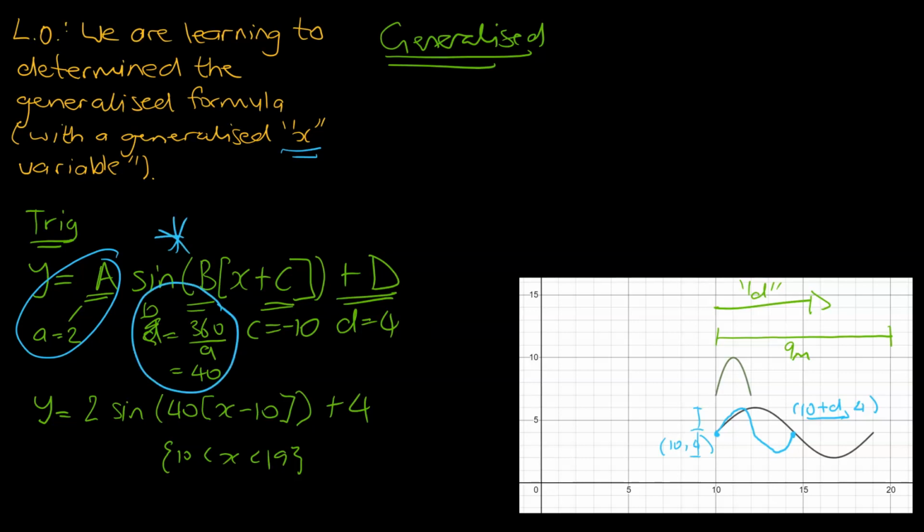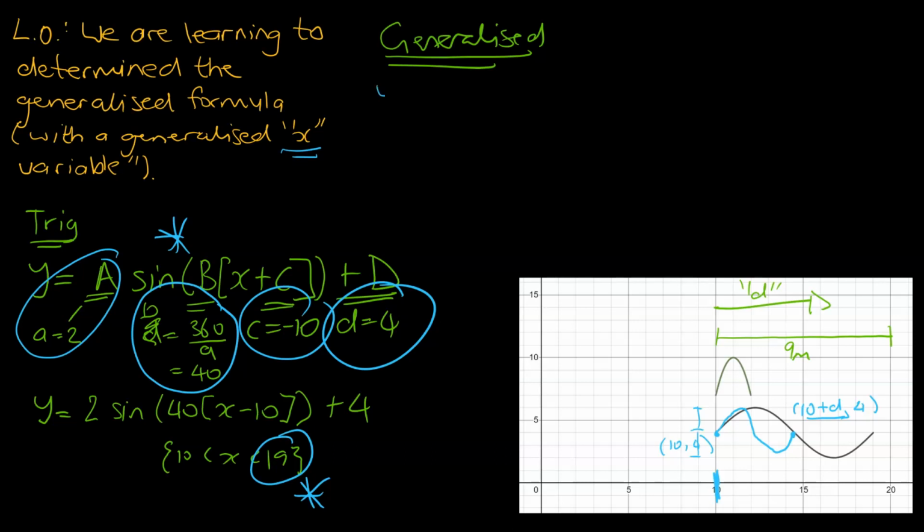C relates to how much it's been moved left or right. That's still the same because it's still starting at positive 10. And D relates to how much it's been moved up or down. That is also unchanged because it's still been raised 4. The only other thing that could be changed is the domain. I'm circling 19 because it's not going to stop at 19 now. It is going to stop at another point. So in our formula, we will be looking to change the B value and the domain for that.